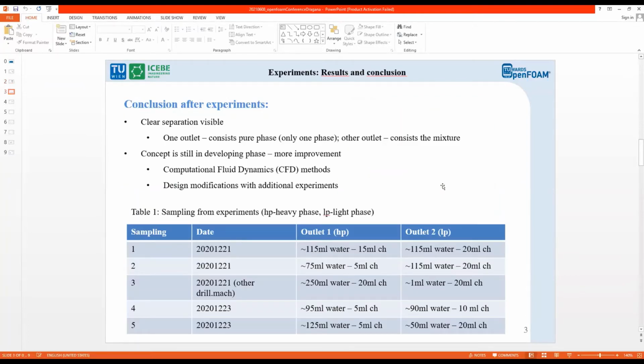So, conclusions after experiments: clear separation was visible, as one outlet consists of a pure phase, only one phase, and the other outlet consisted of a mixture. In table 1 the data is shown, the amounts of each phase at each outlet. This concept is still in the developing phase and more improvement is possible. This will be achieved through computational fluid dynamics CFD methods and design modification with additional experiments.